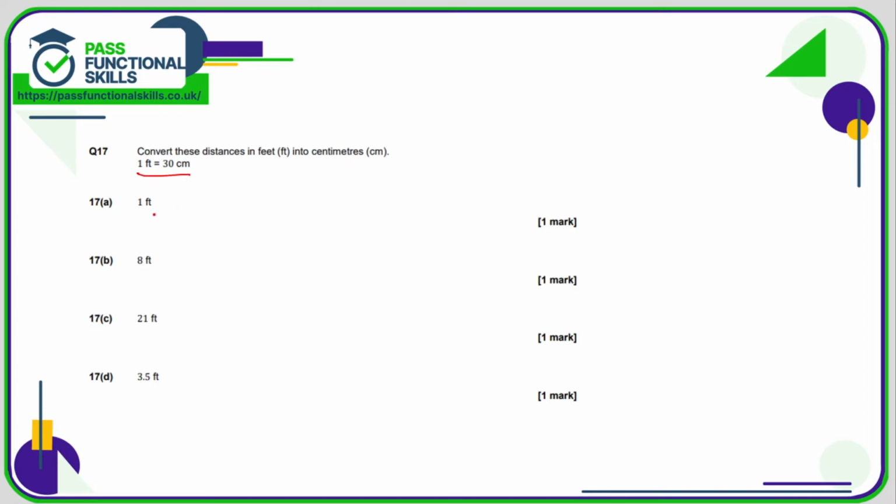1 foot is 30 centimetres. So 8 feet is going to be 8 lots of 30. We can use a calculator, and 8 times 30 is 240 centimetres. So 21 feet is going to be 21 times by 30, and that's 630 centimetres. So 3.5 feet is going to be 3.5 times by 30, and that comes to a total of 105.